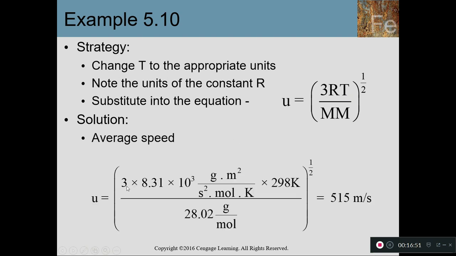And voila, when you put it in, 3 times 8,314 times 298 divided by 28 grams per mole. You do that math and then take the square root of that number, and you get that the average speed of the gas molecules at 25 degrees Celsius, if you're talking about nitrogen, is going to be 515 meters per second. Again, that's the average speed, not the actual speed. That's the average speed of the molecules, not the actual speed. That just means most of them are in that speed.